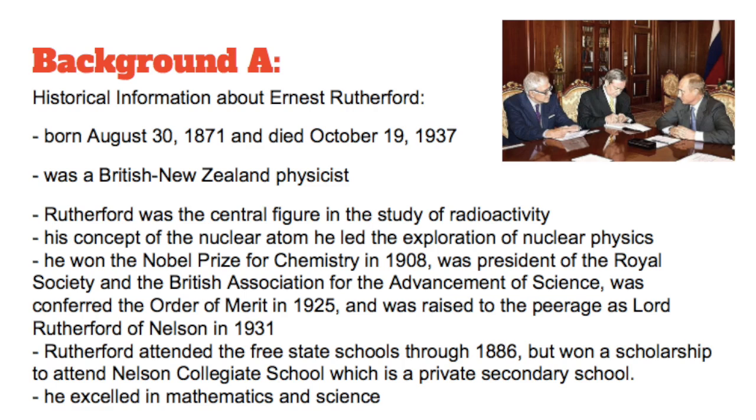He won the Nobel Prize for Chemistry in 1908, was president of the Royal Society and the British Association for the Advancement of Science, was conferred the Order of Merit in 1925, and was raised to the peerage as Lord Rutherford of Nelson in 1931. Rutherford attended free state schools through 1886, but won a scholarship to attend Nelson Collegiate School, which is a private secondary school. He excelled in mathematics and science.